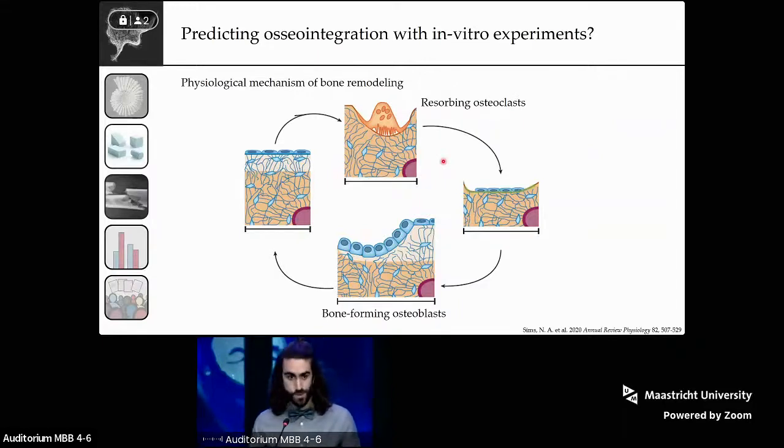Like any other tissue, the old tissue needs to be removed and replaced by a new one. And this is done by specialized cells. We have osteoclasts that resorb old bone and osteoblasts that form new bone. And this is very similar to what we want to happen to our biomaterial. We want it to be gradually replaced by the native tissue.